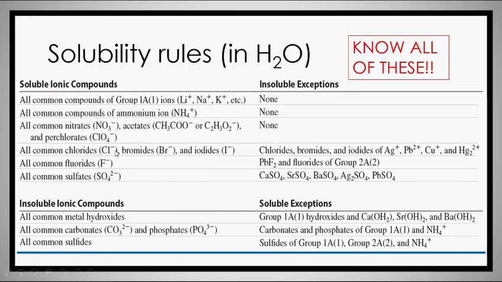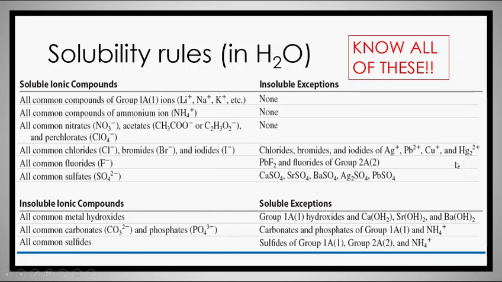If it contains a chloride, a bromide, or an iodide, normally it is going to be a soluble substance, unless it has one of these exceptions. And so if you have a chloride, bromide, or iodide, and it's attached to a silver plus, a lead 2 plus, a copper plus, or this very weird looking mercury 2 plus, then it's going to become insoluble.